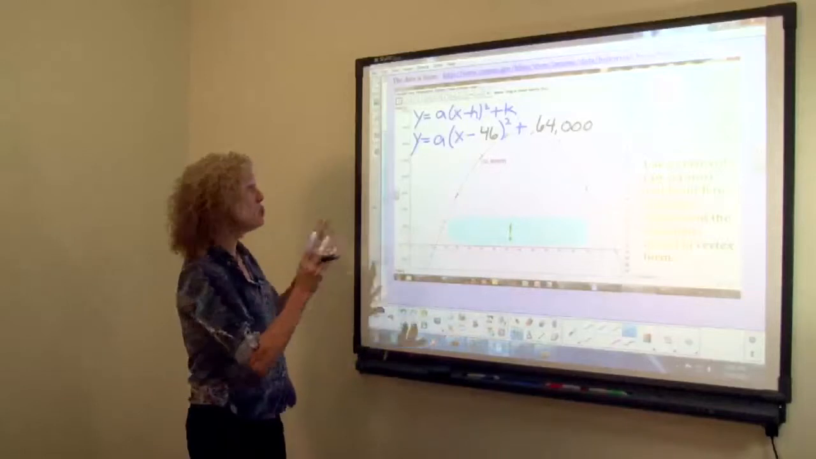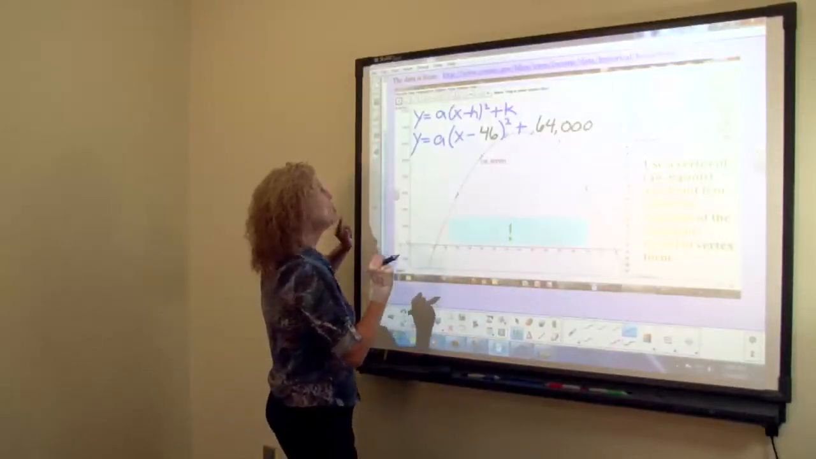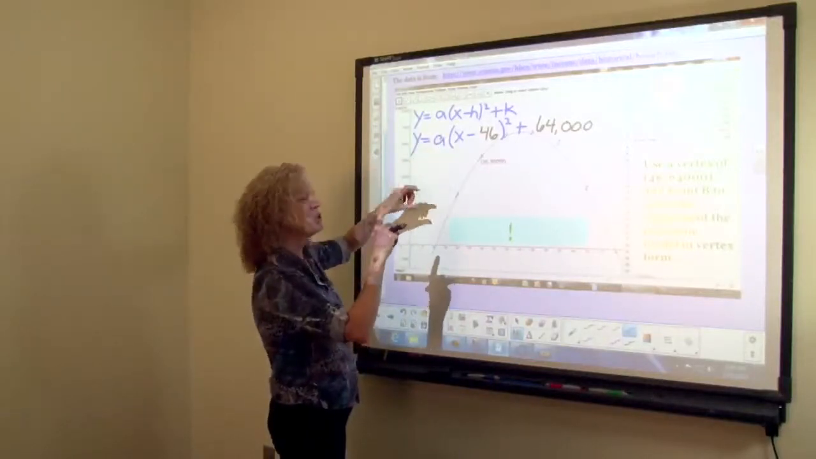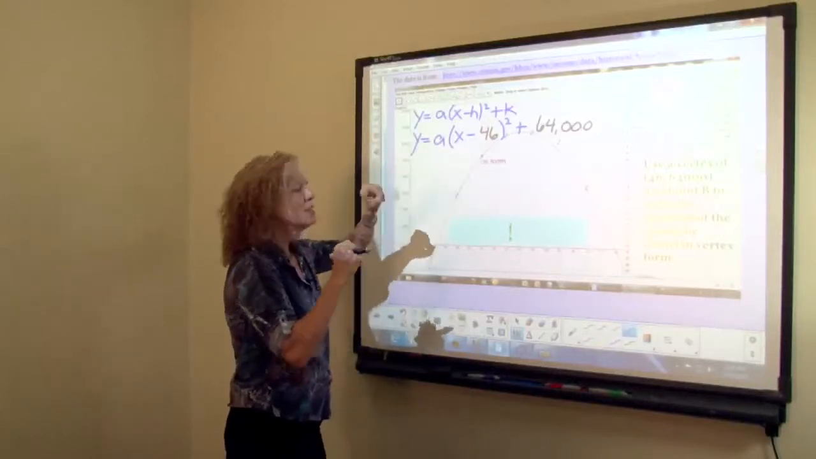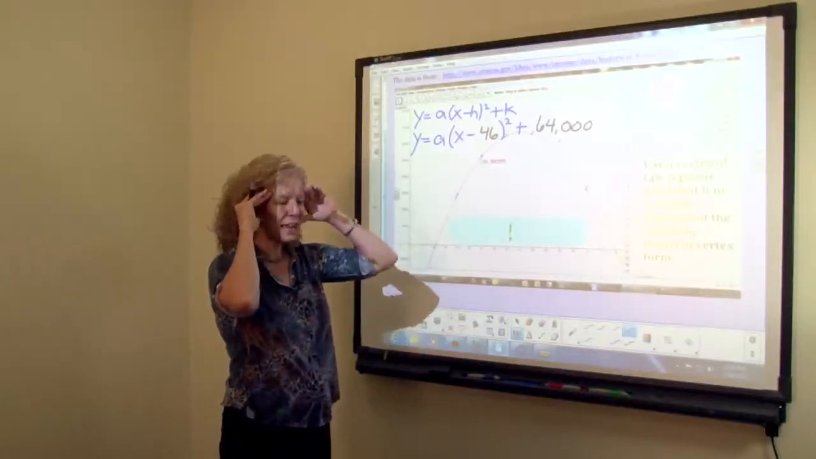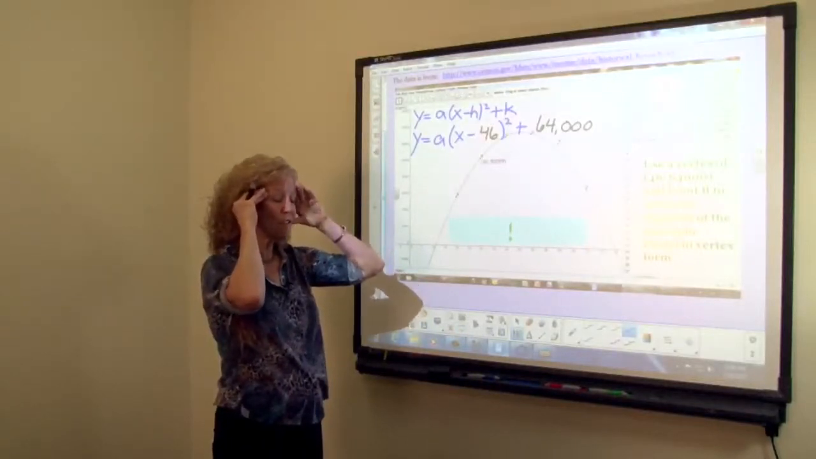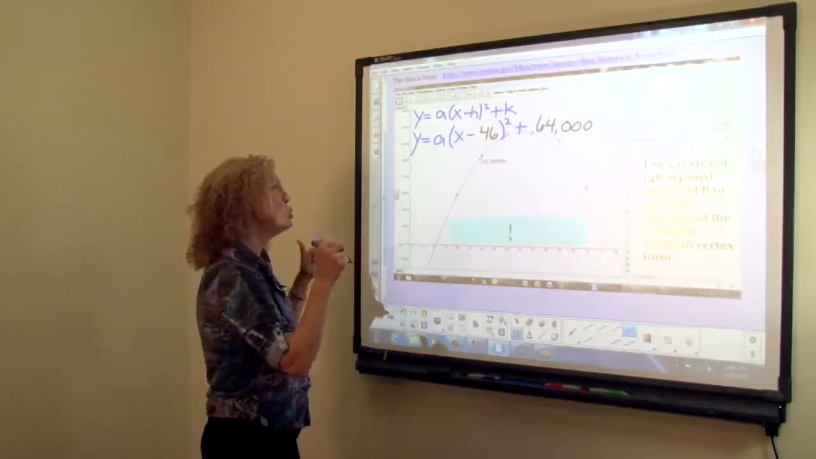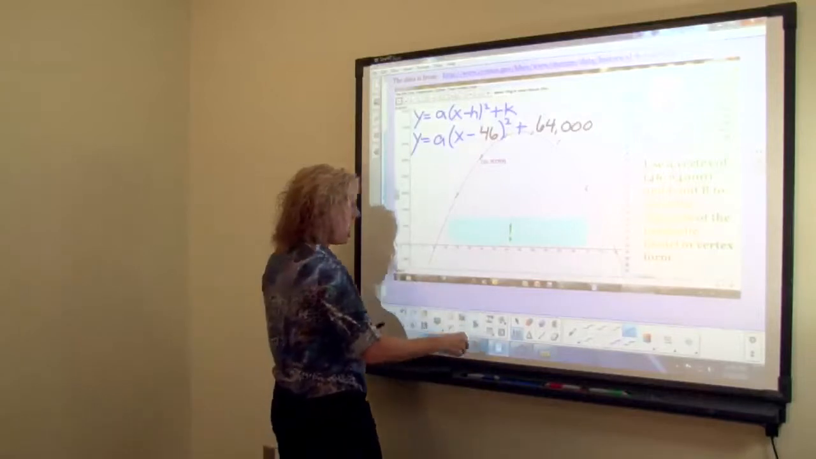Okay? So I simply put those in. And you know, I only need to know one more quantity, this a, which is my multiplier, in order to get my whole equation. So if you think back to the days when you were in Algebra 1 in high school, how did you find the y-intercept for an equation? You put in one point that was on the curve or on the line.